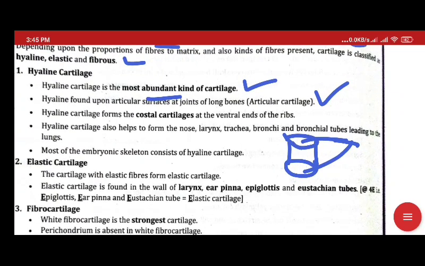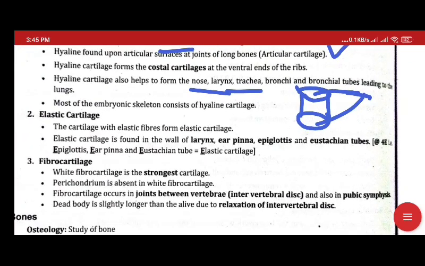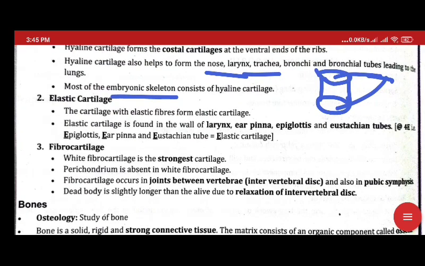Now other locations also are nose, larynx, trachea, bronchi, and most part of the embryonic skeleton. In the embryonic skeleton also cartilage is mostly found, and that cartilage gets deposition of calcium, makes calcified, and that got bone later.